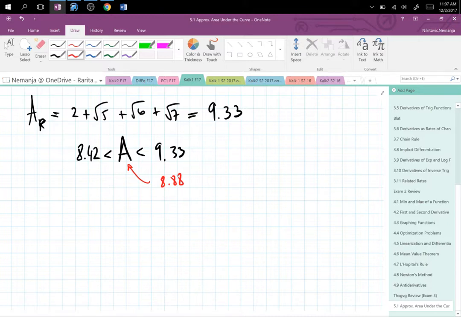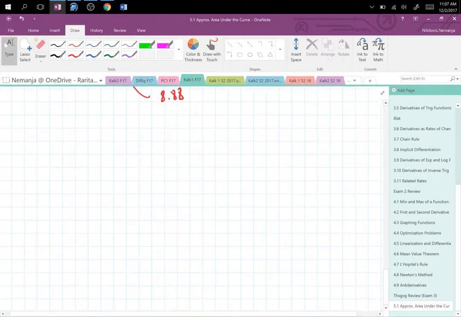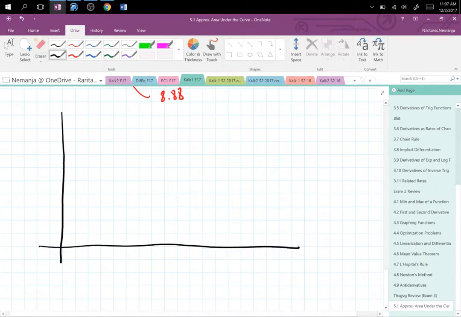What we do is we dig deeper. We create more rectangles. Now I need to draw this really big so you can appreciate the resolution change. I want to sit down for this one.